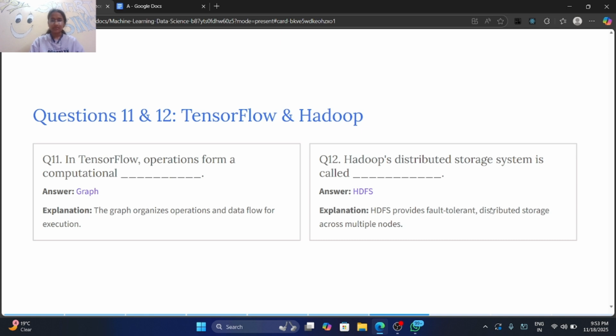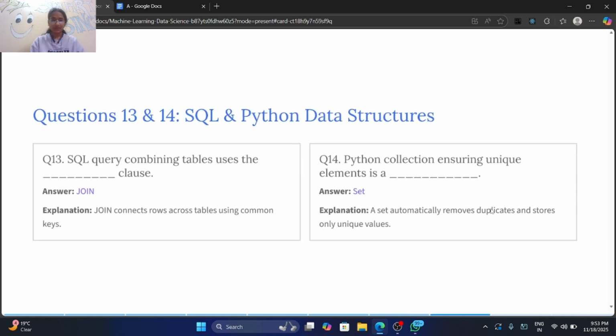Question number 12, Hadoop's distributed storage system is called what? This is basically big data. Hadoop's main storage system is HDFS, which is fault tolerant and scalable. So the answer is HDFS, the main storage system of big data. It stores a huge amount of data, we can say. Now next, question number 13. A SQL query combining rows from tables using which clause? Whenever you combine tables, you use join. Here the answer is join clause.